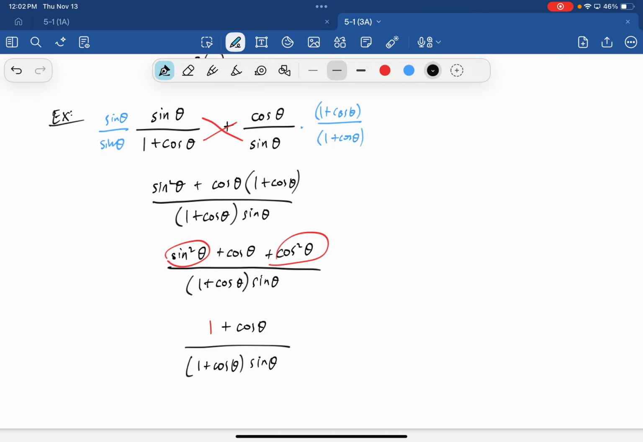Okay, so the final answer is 1 over sine theta, which is just cosecant, because the 1 plus cosine theta cancels out from the top and the bottom. Any questions?